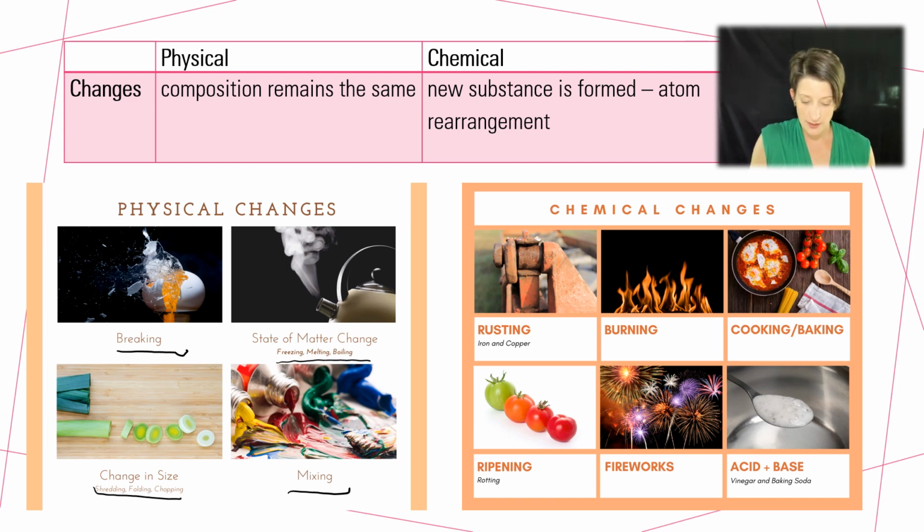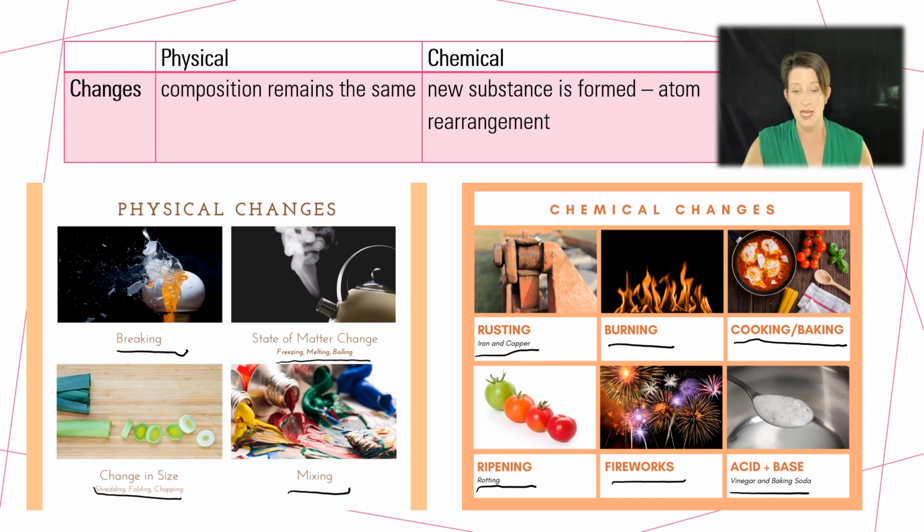Examples include rusting. We have iron, and when it gets exposed to oxygen, it can rust. It's now iron oxide. Burning takes your hydrocarbon and your oxygen and creates CO2 and water. Cooking and baking cause chemical reactions to occur between the substances within. Ripening to rotting, fireworks, acid-base reactions. These are all cases where what we start with is not the same thing as what we end with. And those are those chemical changes. And that's what this next unit is going to be focusing on.